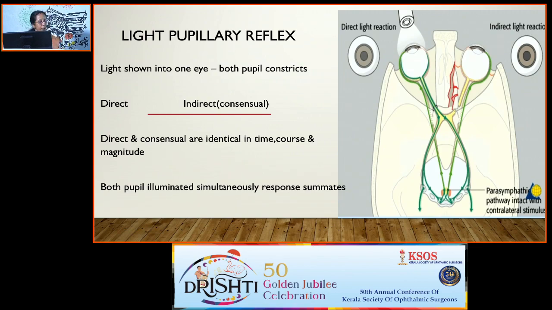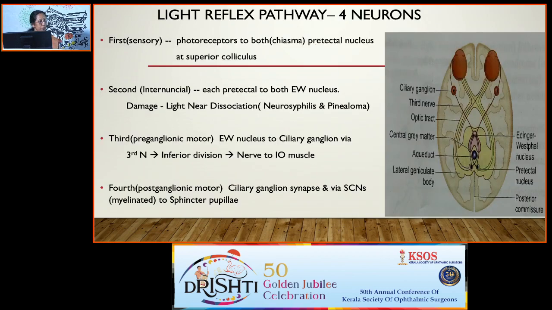The light pupillary reflex: when light is shown into one eye, both pupils constrict. In the same eye, it is direct, and in the other eye, it is indirect or the consensual reflex. The direct and consensual are identical in time, course, and magnitude. And when both pupils are illuminated simultaneously, the response summates.